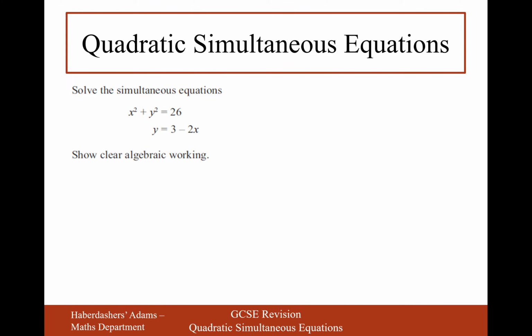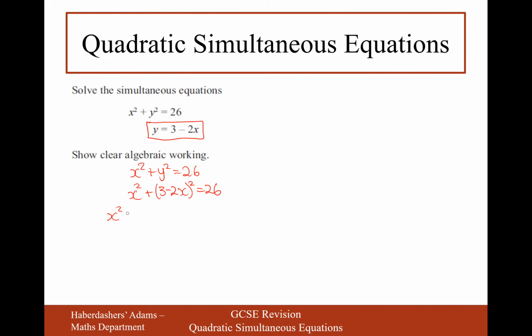Okay, let's move on to the next question. Pause the video and give this one a go. Okay, so let's get started on this question then. It's going to be x squared plus y squared equals 26. And now we're going to replace y with 3 minus 2x. So the y is being squared, so the 3 minus 2x is going to have to be squared as well. So it's (3 minus 2x) squared equals 26.